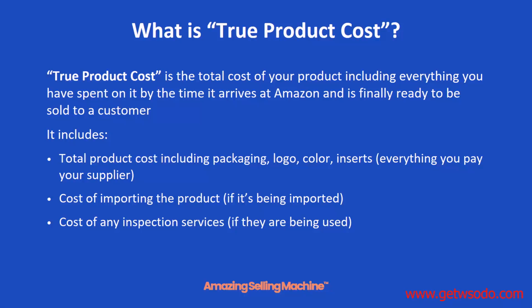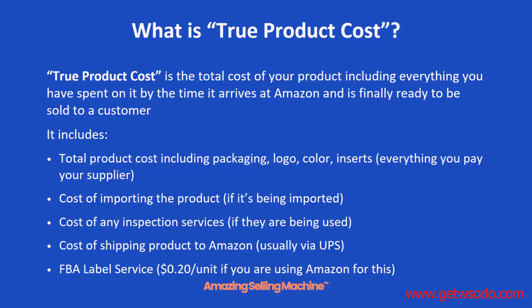the cost of any inspection services if you chose to do that, the cost of shipping the product then to Amazon, usually via UPS or FedEx, and something called an FBA label service, which is 20 cents per unit if you're going to be using this. Now, we will be going over these in more detail in a future module, but I just want to bring them up because we're going to use this when estimating our true product cost.